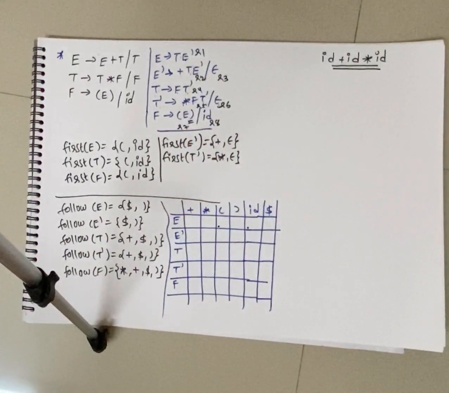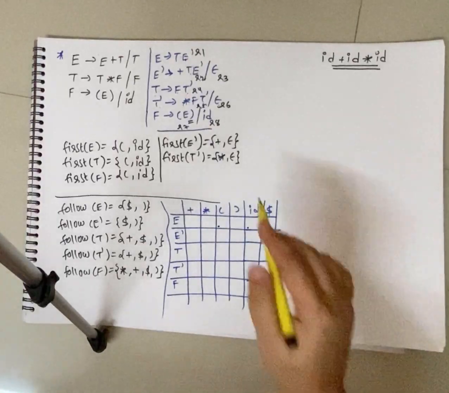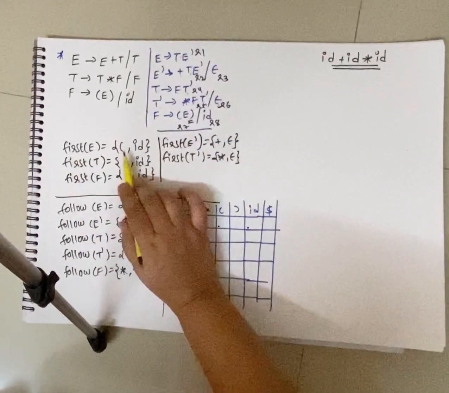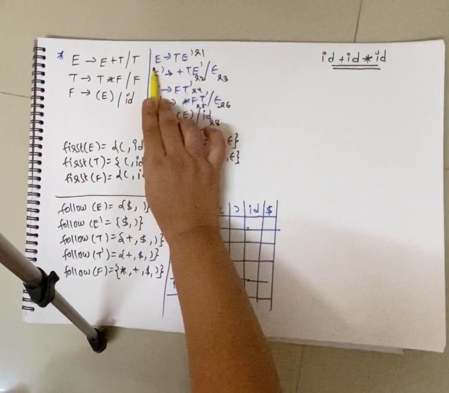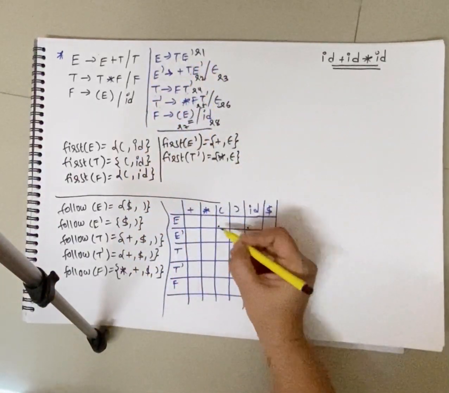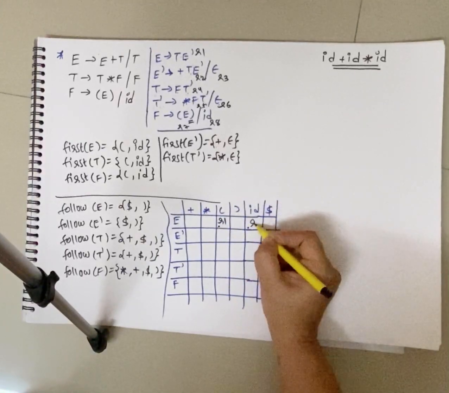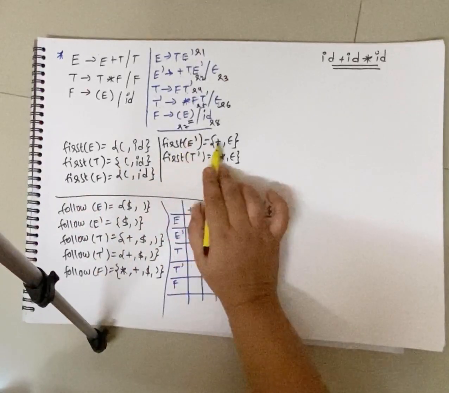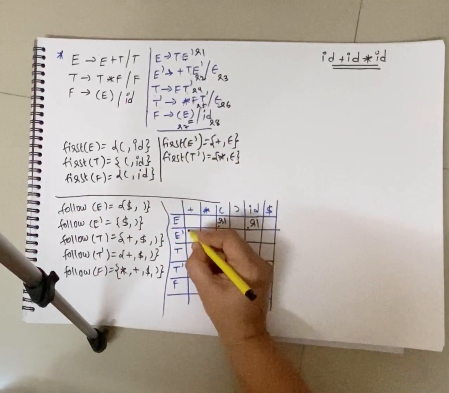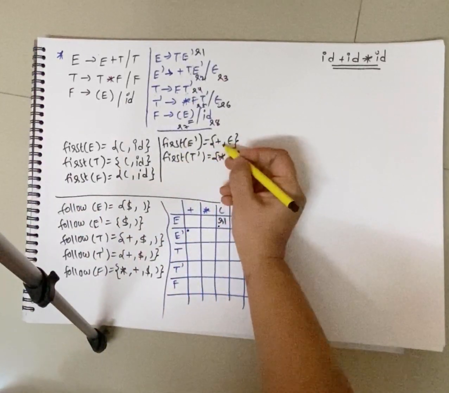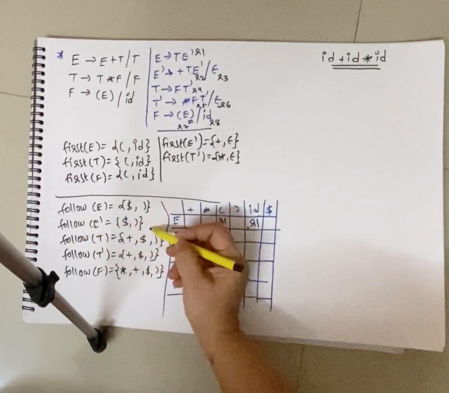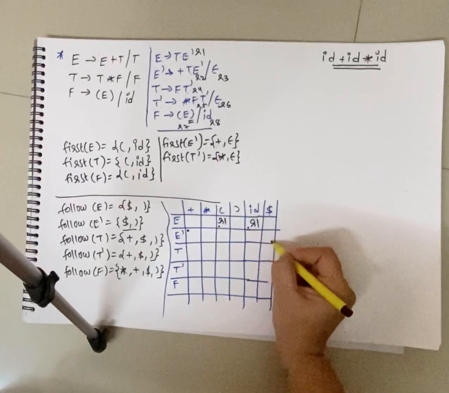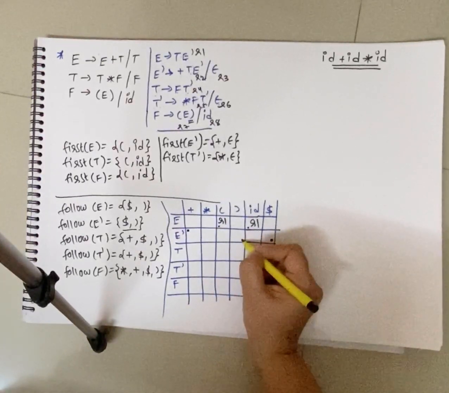Okay, fine. So for making the entry in the row of E, I have to observe what is first of E, opening bracket and ID. How many rules are derivable from E? Only one, R1. So R1 will be written here, R1 will be written here also. First of E dash contains plus and epsilon, so I will select plus. As it is epsilon, I will go to follow of E dash, that is dollar and closing bracket. So I will select dollar also and closing bracket also.